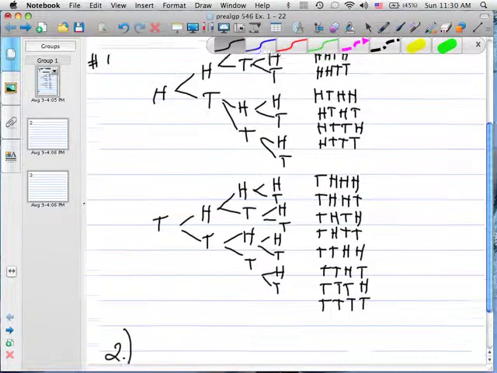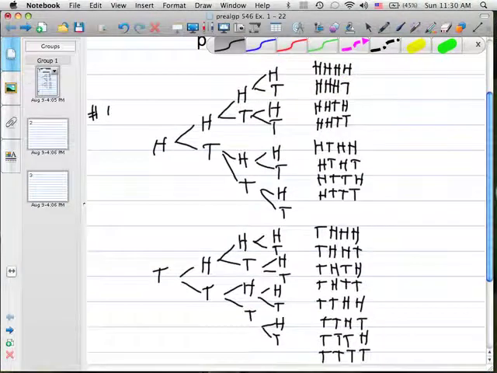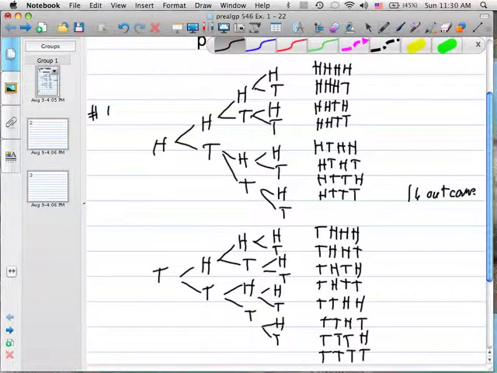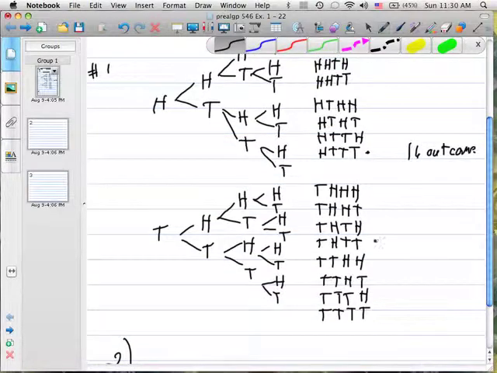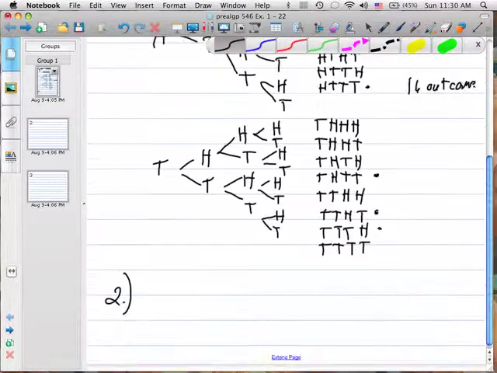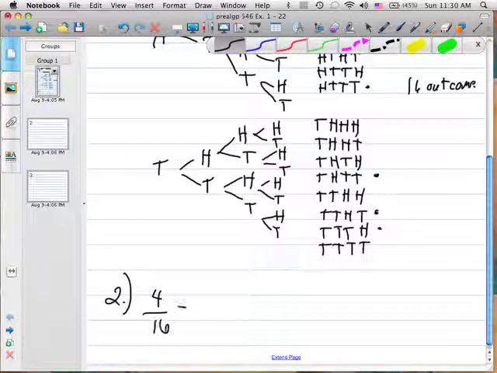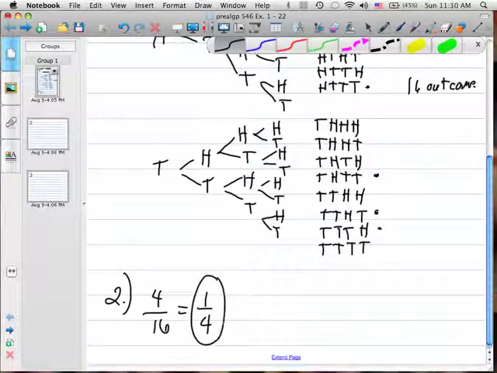Find the probability of exactly 3 tails. Well, I'll go back here and see which ones. By the way, there were 16 outcomes. So exactly 3 tails. There was 1 here, and down here there was 1, and there was 1 here. So exactly 3. Was there one more? Exactly 3. And this one had exactly 3. So there were 4 out of 16. And then simplify, 1/4.